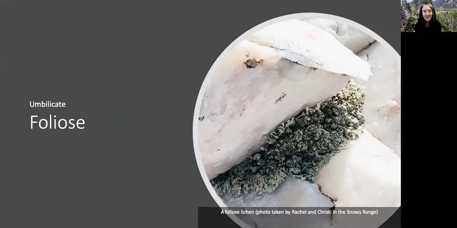And foliose lichen has a really overt upper and lower surface. You can pick it up like a pancake, looking at the upper and lower surface. And it's a very lobular sort of structure.